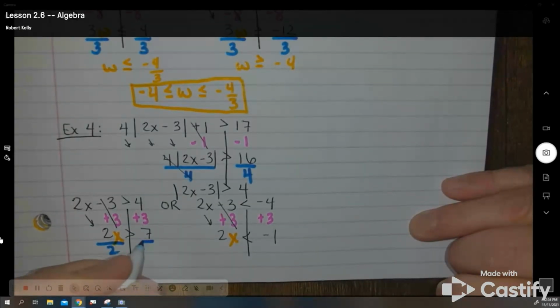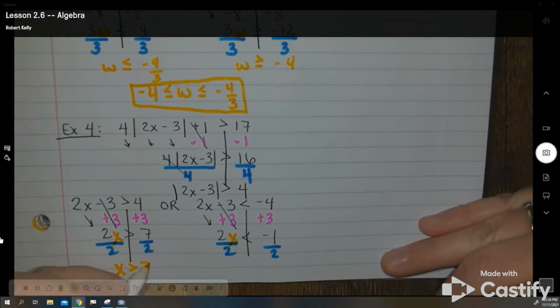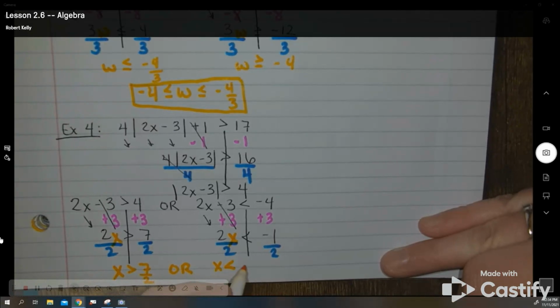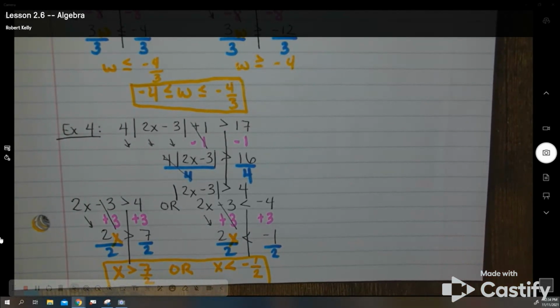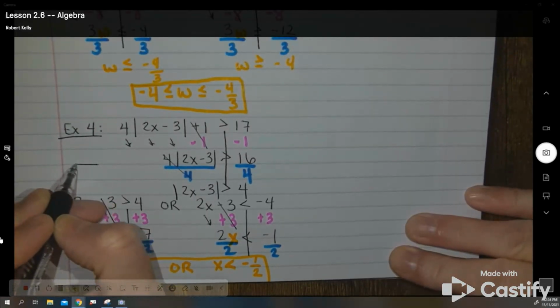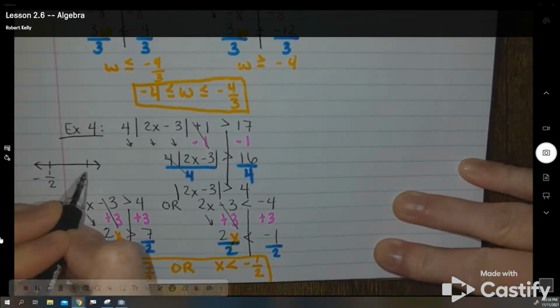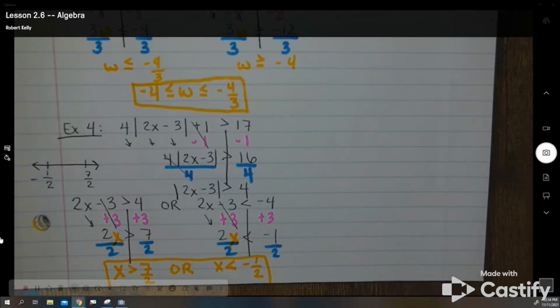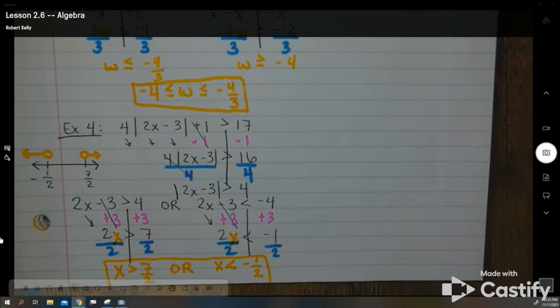We're going to divide by 2. Again, 2 is positive, so no need to change the sign. X is greater than 7 halves, or x is less than -1/2. So if we're using our number line, then we have arrows going in both directions. Let's put that up here for us. So we have -1/2, and we have positive 7 halves. Open circle for both. So it's greater than 7 halves, or less than -1/2.